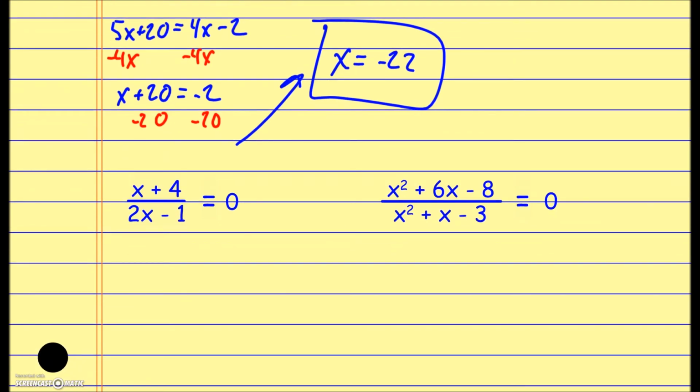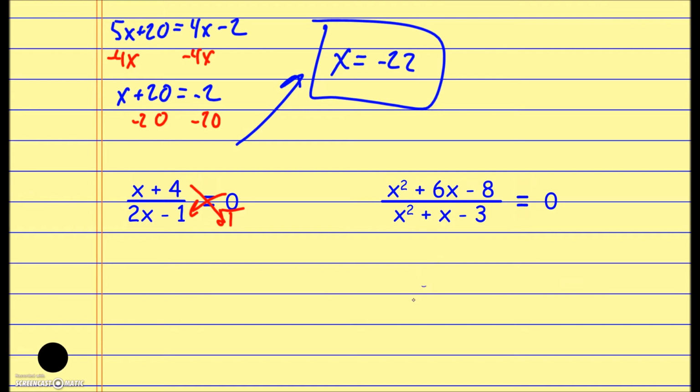If I look at the next couple, again, if I think of that in terms of cross-multiplying, you think of that 0 as being over 1. When I do this, now I can cross-multiply. And what's really nice about cross-multiplying here is I do 0 times the 2x minus 1, and I do the x plus 4 times the 1.